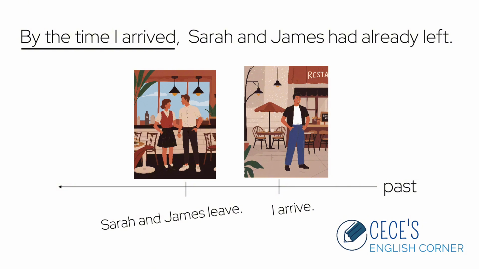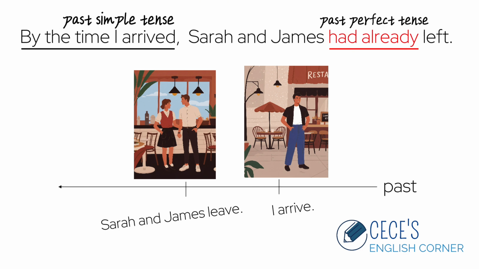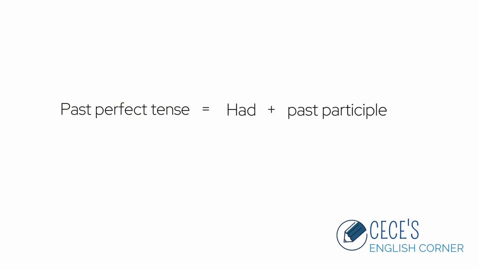So we use the past perfect tense for Sarah and James leaving because that happened first. We use the past simple tense for my arrival because that happened afterwards. We'll go through more examples, but first, let's talk about how we form the past perfect tense. We use this formula, had plus the past participle. For example, I had gone to work.